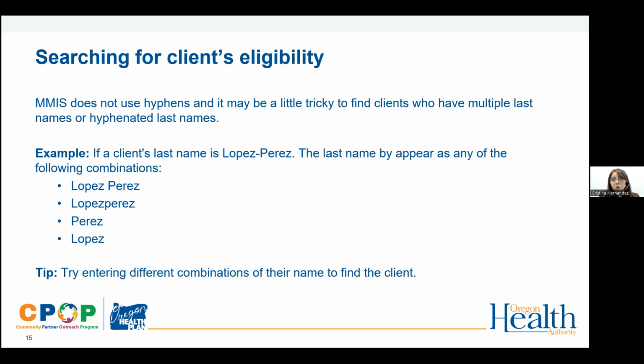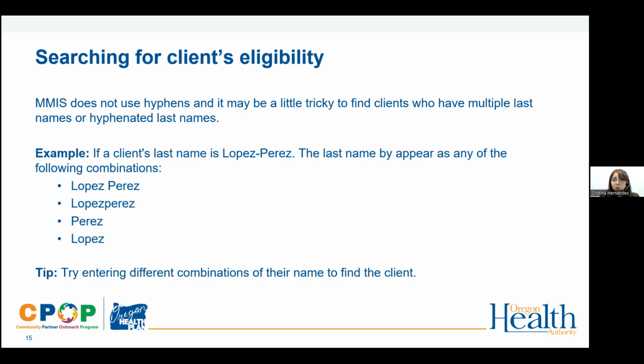And so if you can't find somebody, like maybe you typed in Cristina Hernandez Plasencia and it didn't find them, sometimes you have to play around with different combinations of the last name. So you might have to search for, in this example, Lopez Perez with a space between, or sometimes Lopez Perez all together, or maybe just Perez or just Lopez.